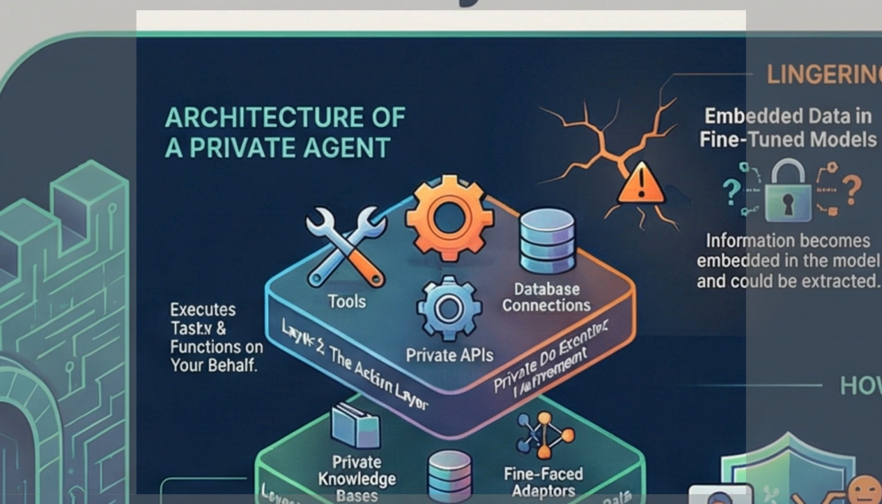In a private agent, the top layer focuses on actions. It connects to internal tools, secure APIs, and approved databases. The agent can trigger workflows, pull real-time information, and update systems. But every call routes through your hardened infrastructure, enabling authentication, authorization, logging, and strict control over what the agent is allowed to do.